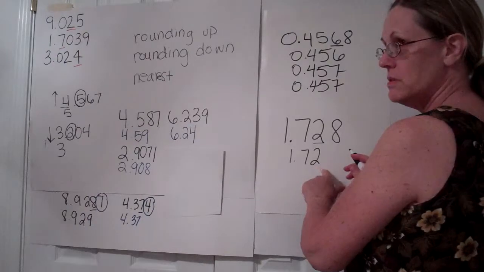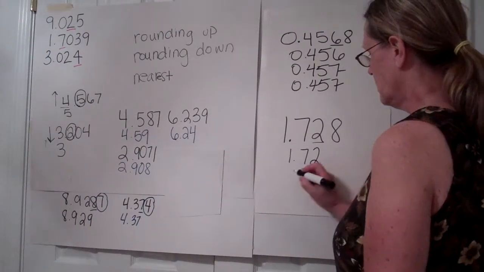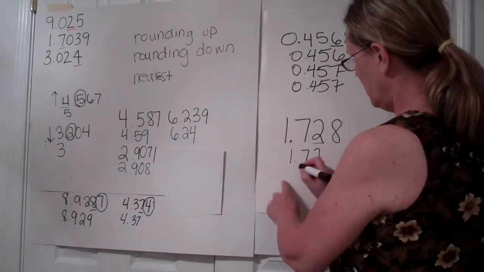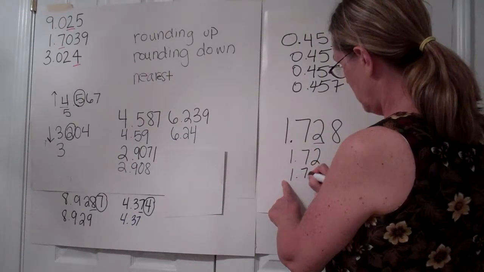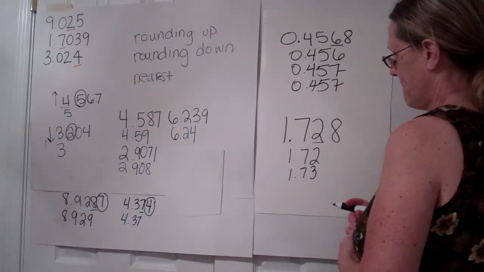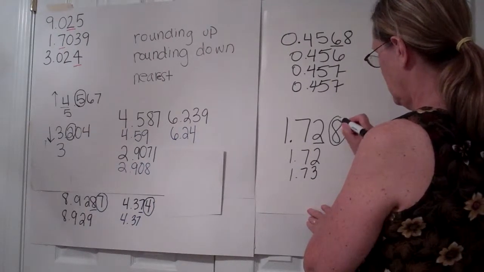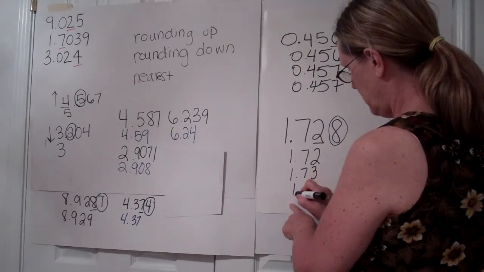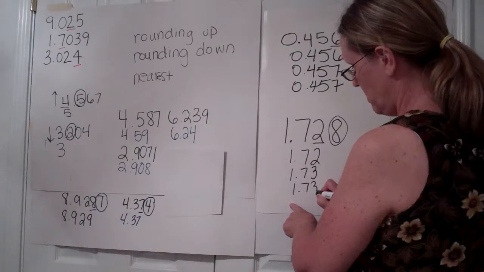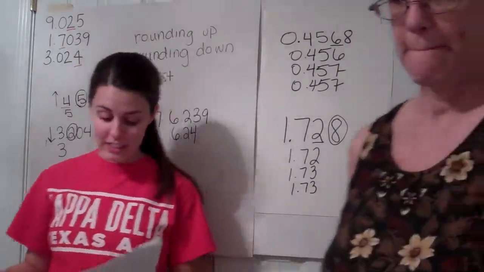Very good, 1.72. Okay, can you round up to the next hundredth? Okay, that'd just be up, so that'd be 1.73. Good job. Okay, can you round to the nearest hundredth? My 8 tells me to go up. 1.73. Good job. Awesome. You guys have done really good with this.